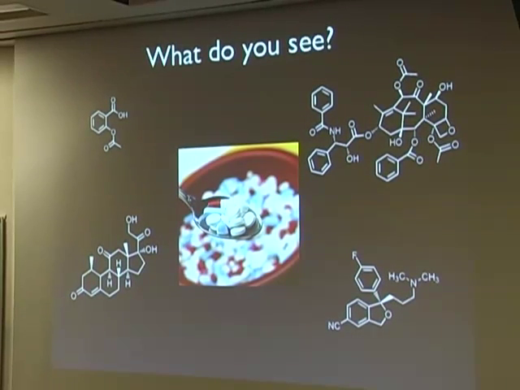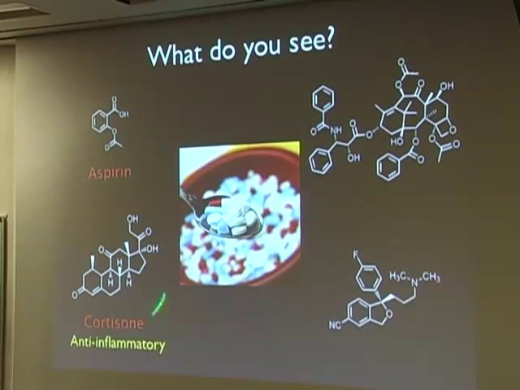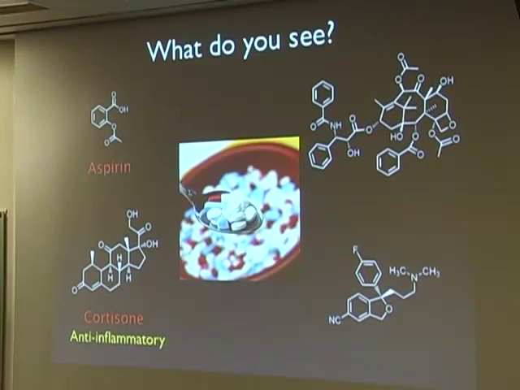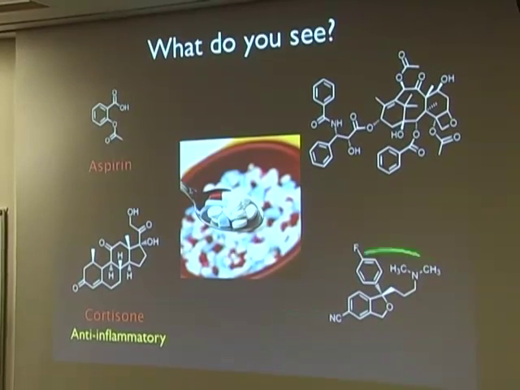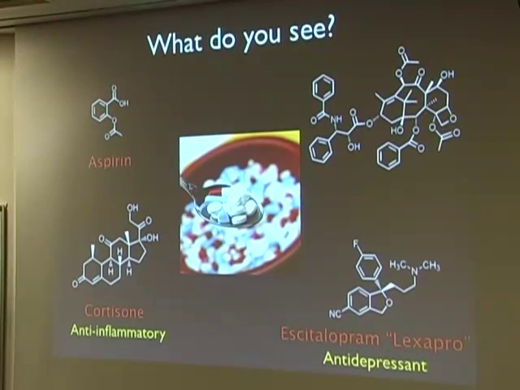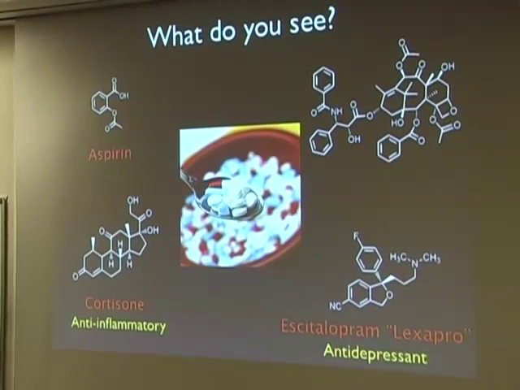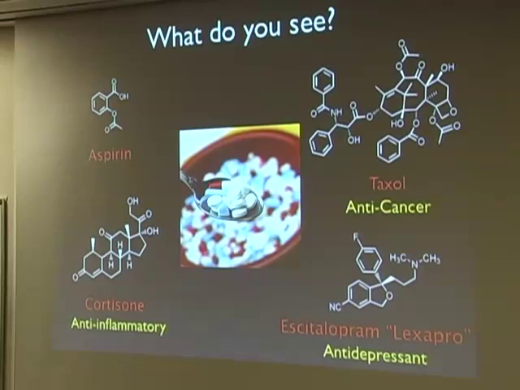And it can be as simple as this first structure, which is actually the structure of aspirin. Everybody's seen or heard of aspirin, right? They can get slightly more complicated when you get to something like this. And this is actually another one that you've probably heard of, which is cortisone. So this is for anti-inflammatory. They can get a little more complicated. This is what you probably know it as Lexapro, which is an antidepressant. And we can add even more complexity by getting to a molecule like this, which has the name of Taxol, which is an anti-cancer agent, okay?